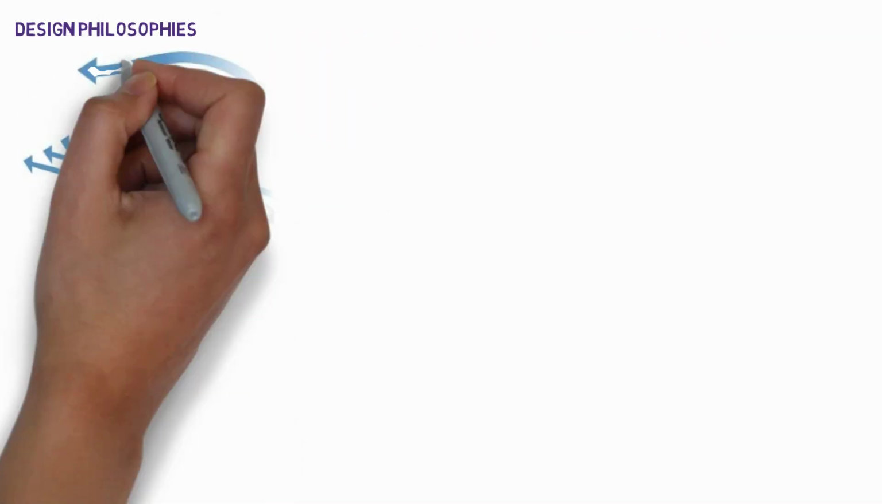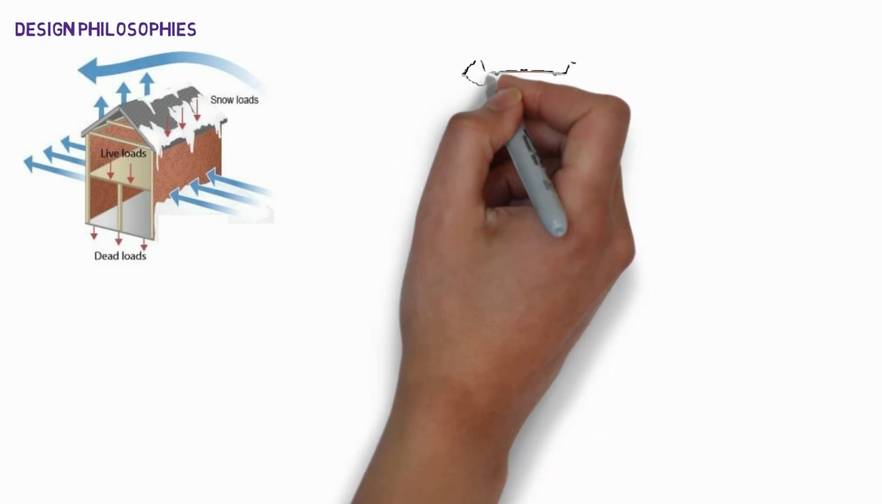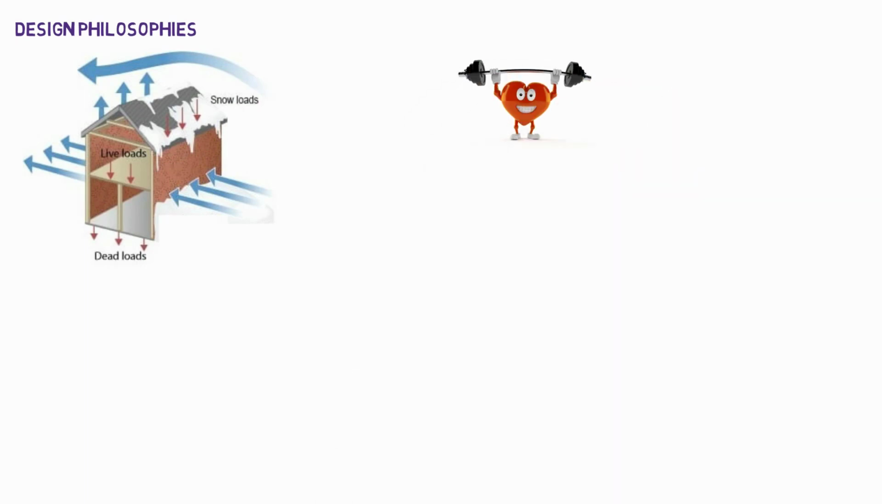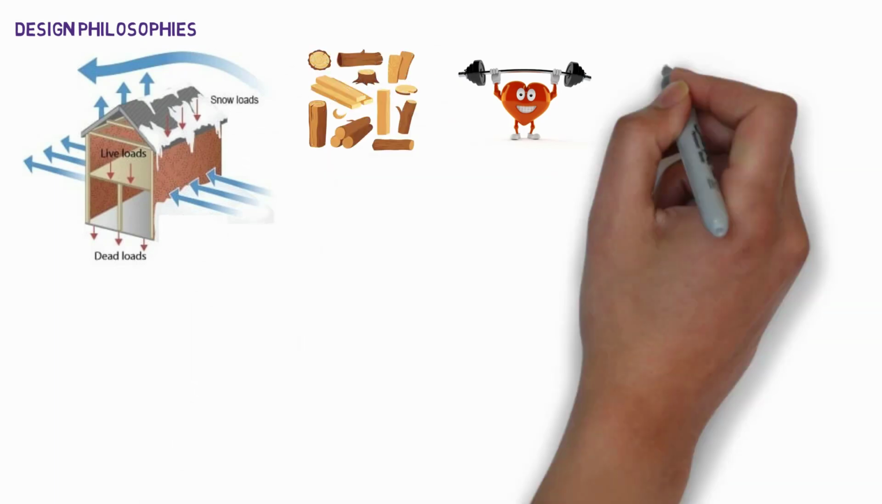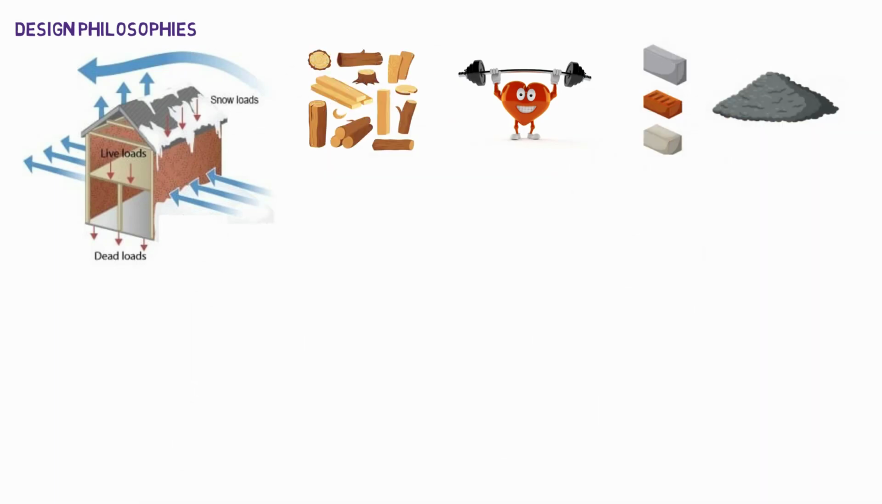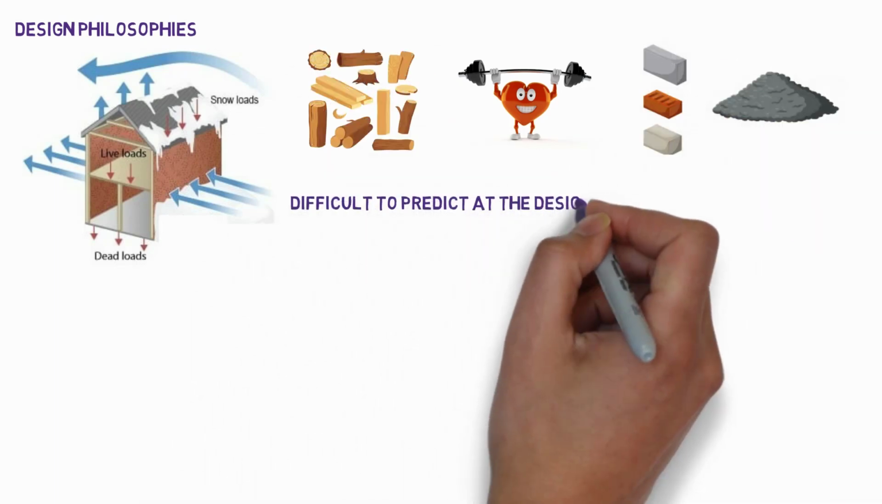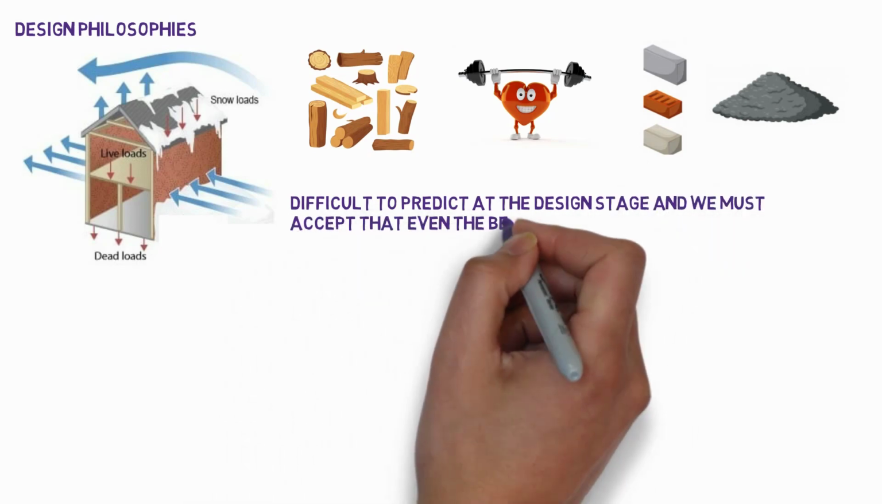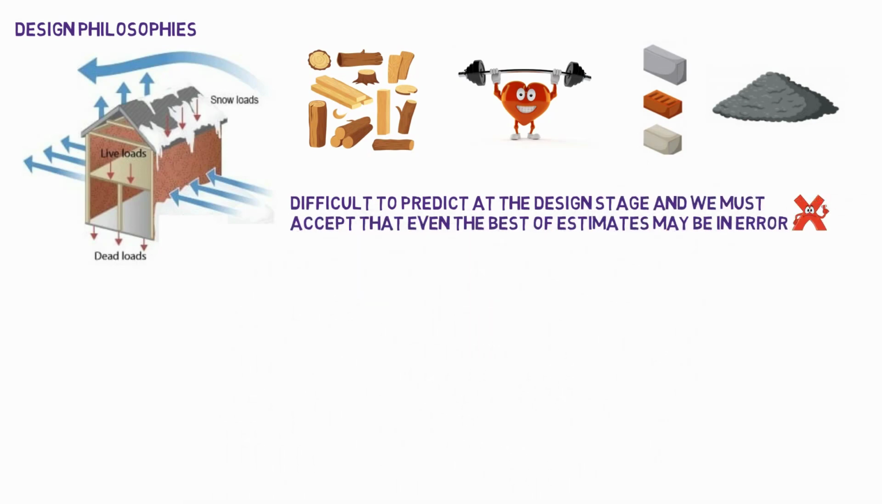Design philosophies. The loads which will act on a structure throughout its life, and the strength of many structural materials, particularly those that involve naturally variable materials such as timber, masonry and concrete, are difficult to predict at the design stage, and we must accept that even the best of estimates may be in error. It follows that sensible design procedures must allow for these uncertainties by including factors of safety.